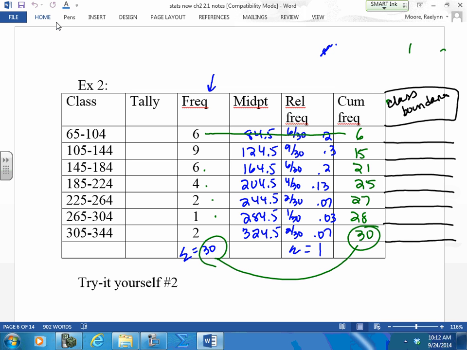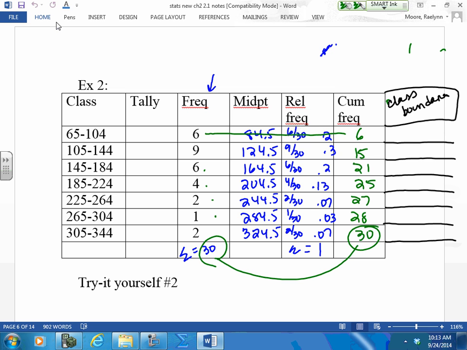And 0.1 and another 0.1. If I added up this whole column, what should it equal? 1. Because they're all my parts. Now, the last segment we're going to hit is your class boundary.